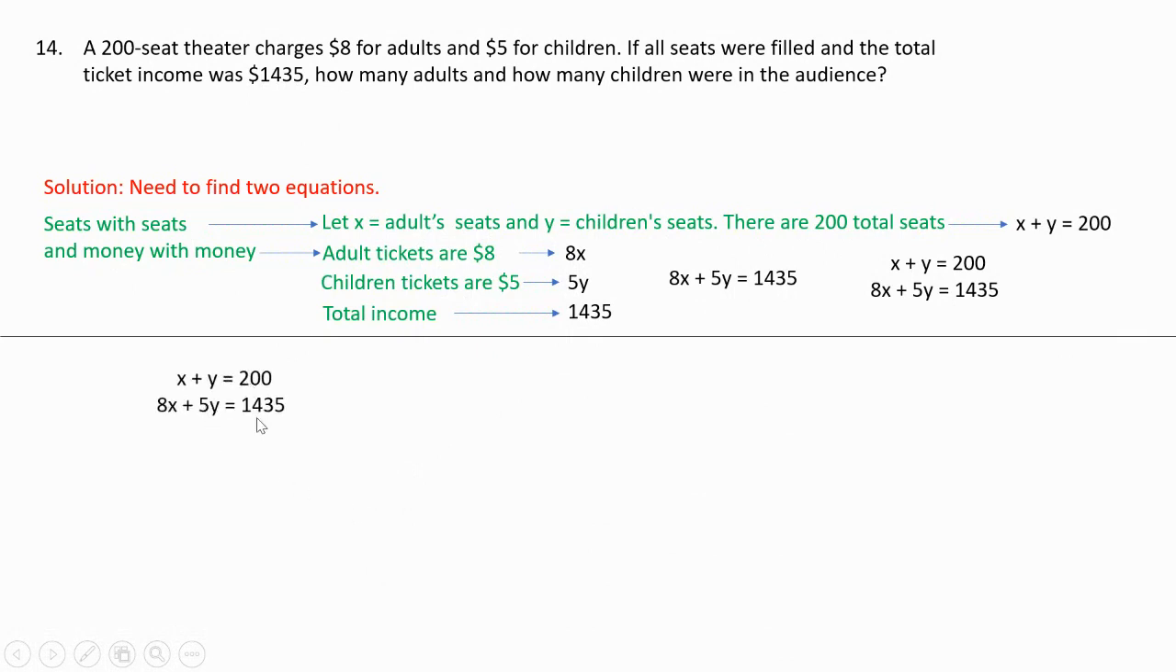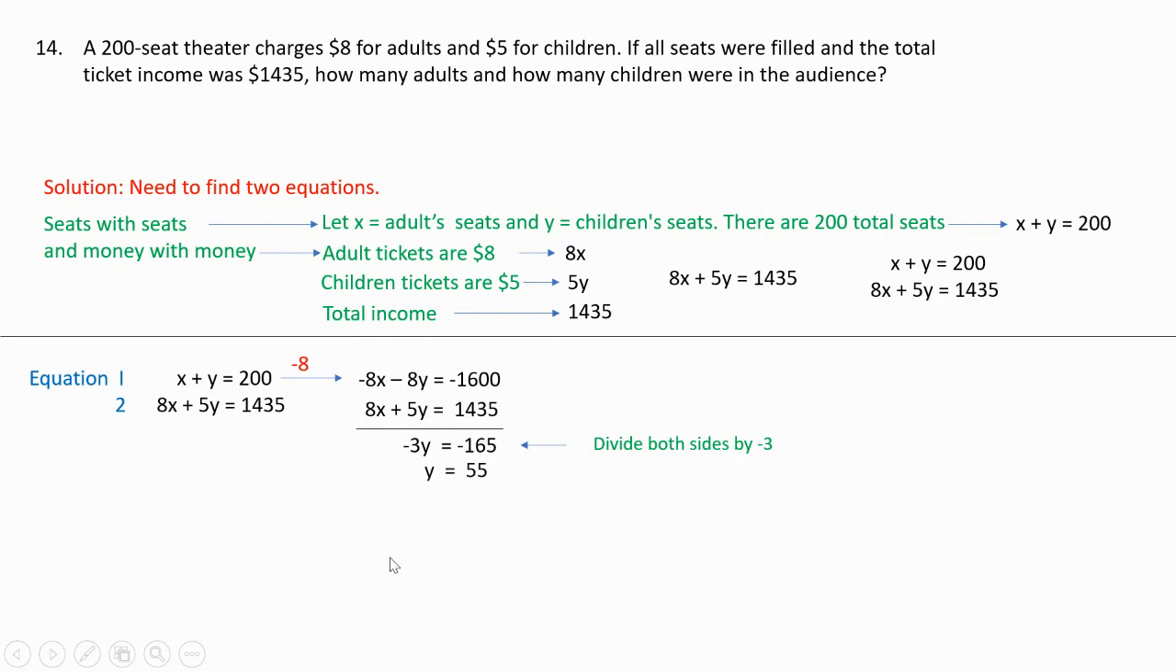Okay, so here we're going to use the elimination method again. So this is equation 1, equation 2. I'm going to cancel the x's. So multiply by -8. -8 has to be multiplied times every term, times x, times y, and times 200. So that's my result. And then equation 2, we just bring it over, and this will eliminate. So we're left with -3y equals -165. We divide both sides by -3, so we get y equals 55.